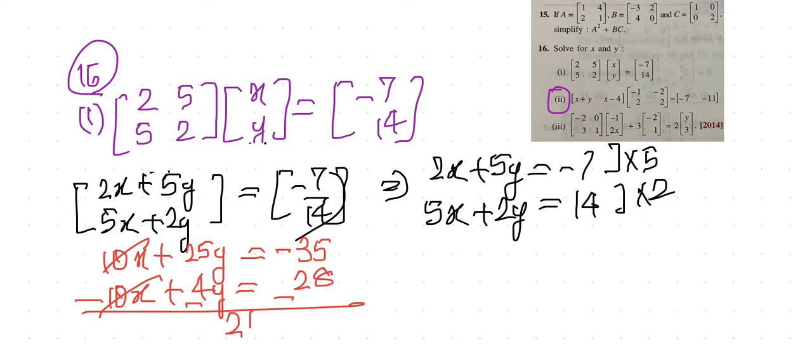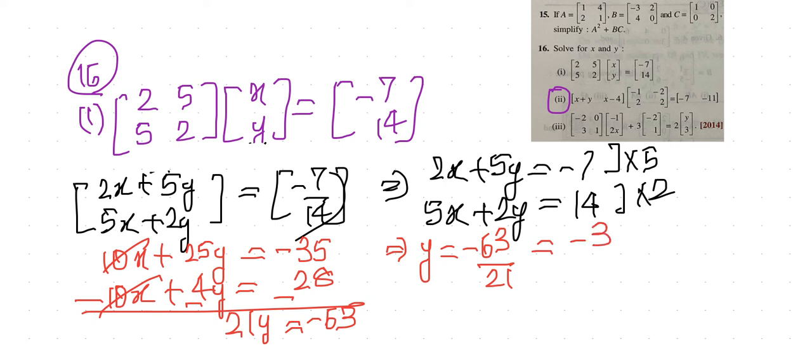So what I'll be writing, 21y is equal to minus 35 minus 28, and this is equal to minus 63. So this is what you are getting. So this implies y will be equal to minus 63 divided by 21, which in turn is equal to minus 3. So this is the value of y that you are getting. And now we'll be calculating the value of x. So any one of the equations you can be putting in, children. So for that, I'll just erase the above part.